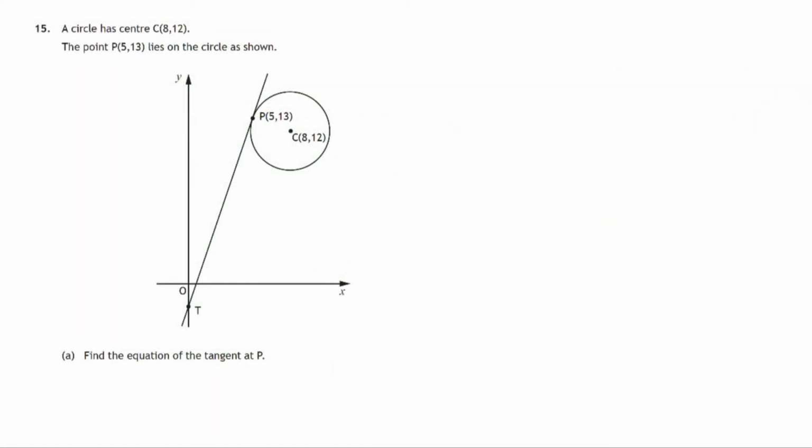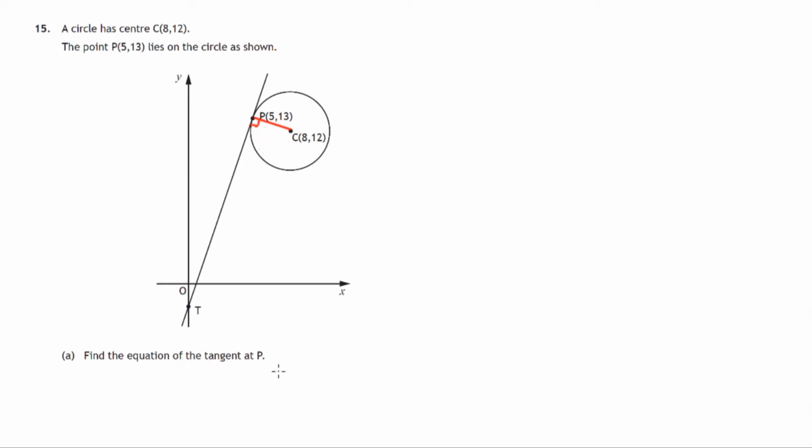Corsi here. In this question we've got a circle with centre C, and a point on the circumference P, and we're asked to find the equation of the tangent at P. One of the facts about tangents to circles is that they meet the radius out to that point of contact at right angles. So CPT, that angle there, is right angled.